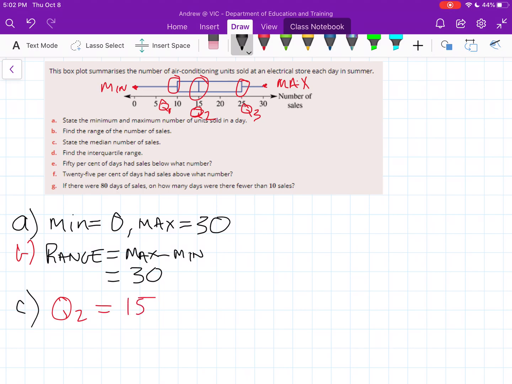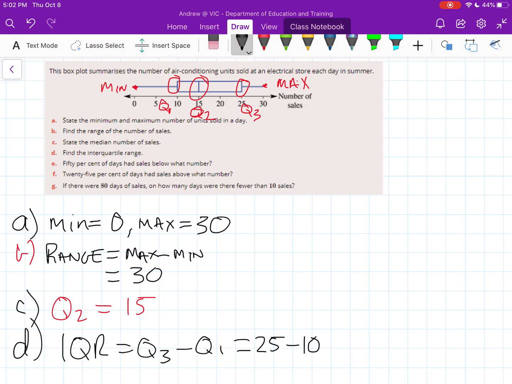Now we'll go on to D, find the interquartile range. The interquartile range is Q3 minus Q1. I've already shown you what these values are. Q3 is 25, and Q1 is 10, that line there. So this here equals 15 units.